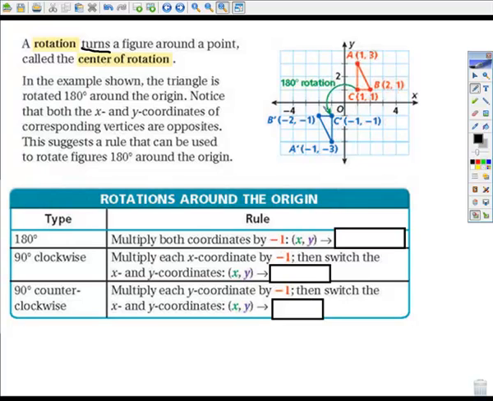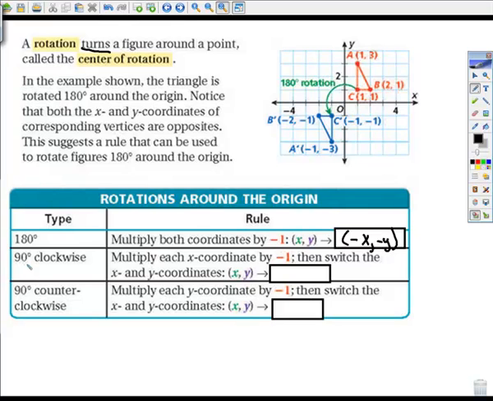But here, if you notice, the x and y coordinates are opposites. A was 1, 3, A prime is negative 1, negative 3. B was 2, 1, B prime is negative 2, negative 1. C was 1, 1, and C prime is negative 1, negative 1. So for 180 degrees, you multiply both coordinates by negative 1, so it's going to become negative x, negative y.